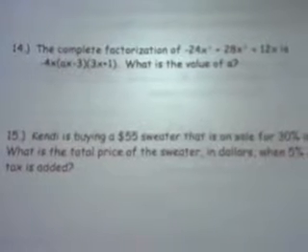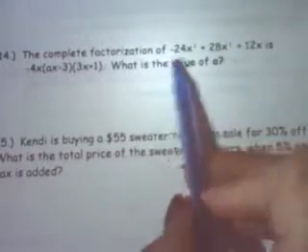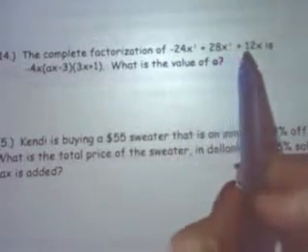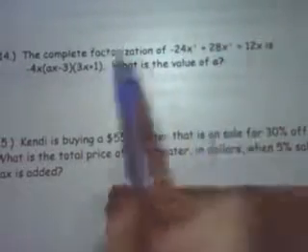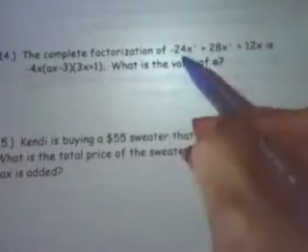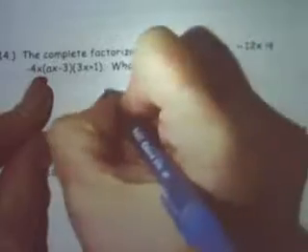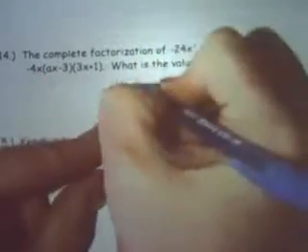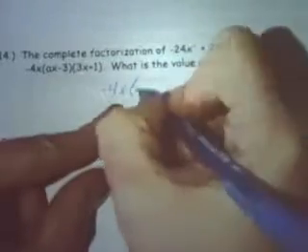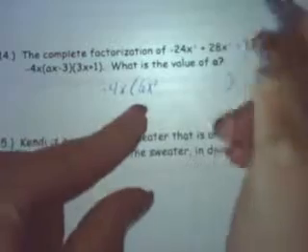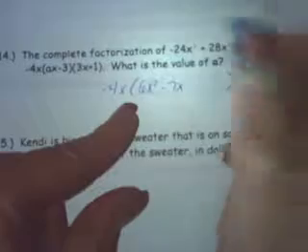14. The complete factorization of negative 24x cubed plus 28x squared plus 12x is this right here. What is the value of A? Well, let's factor this so we can find the value of A. First thing we look for is a greatest common factor, which we know they tell us it's negative 4x. So let's factor out our negative 4x. Everything else goes in parentheses. So I'm going to have what? 6x squared minus 7x minus 3.